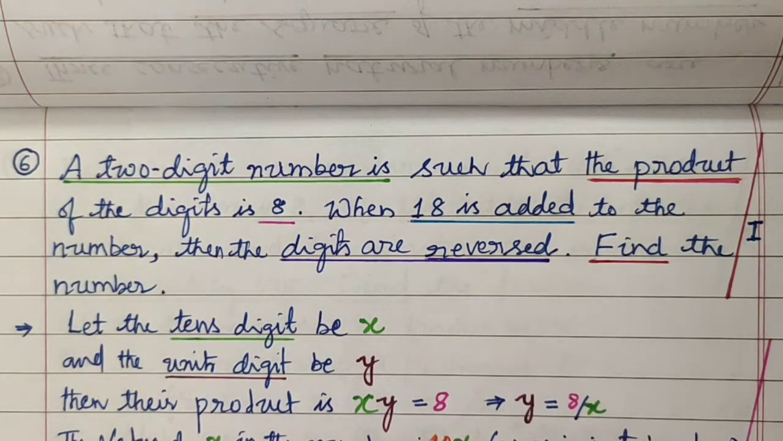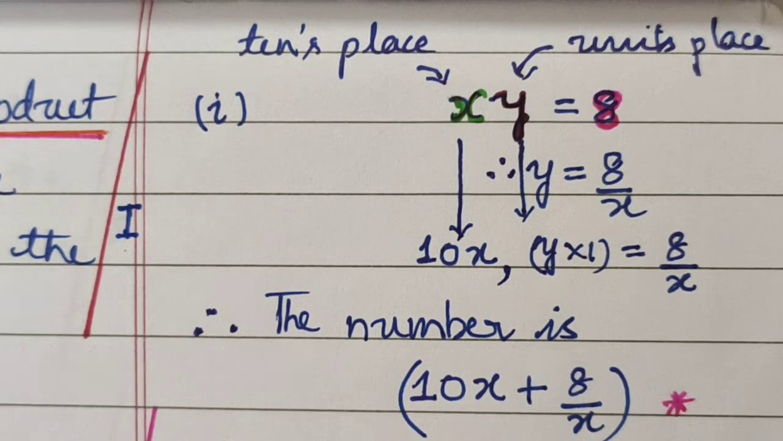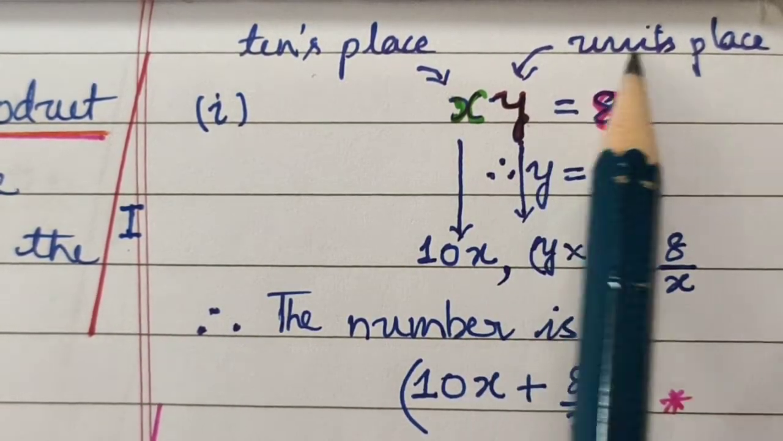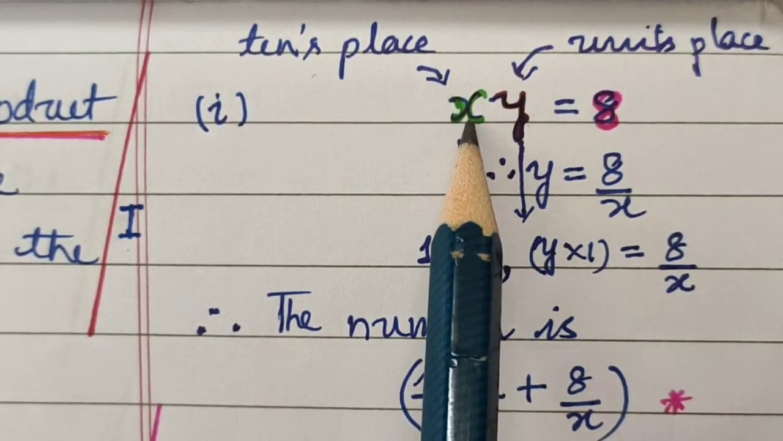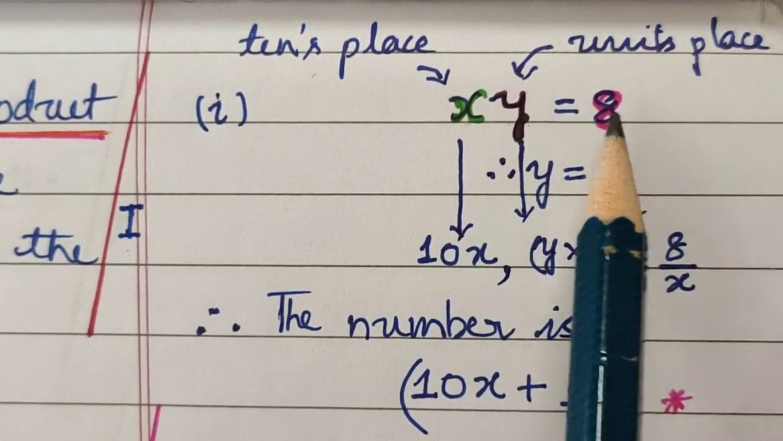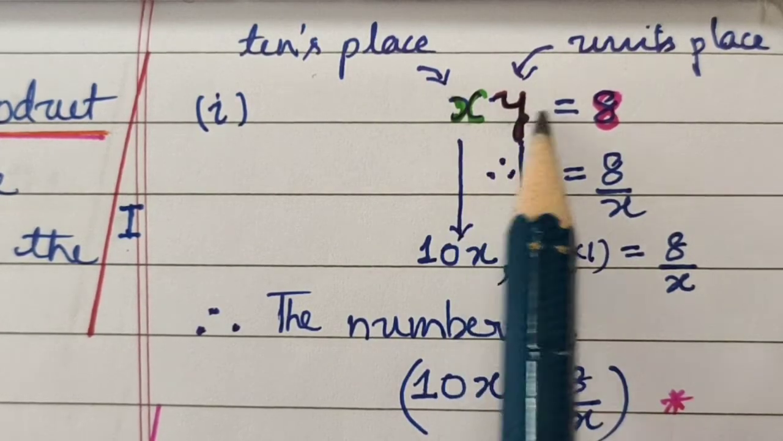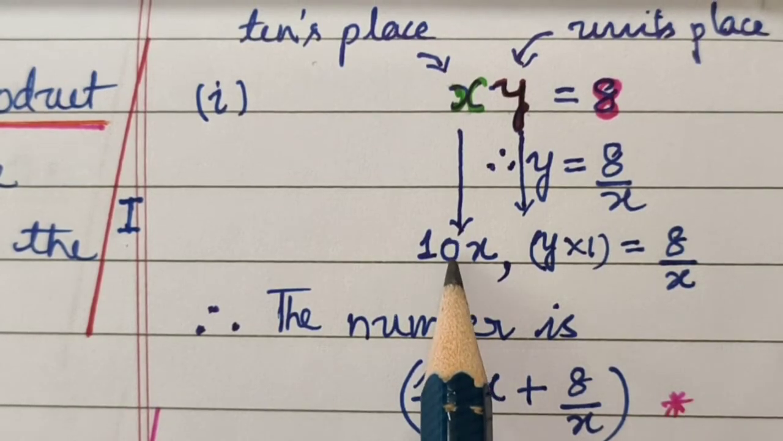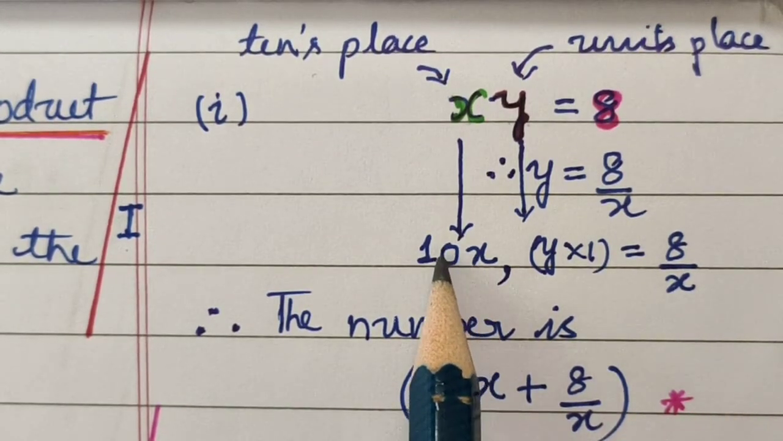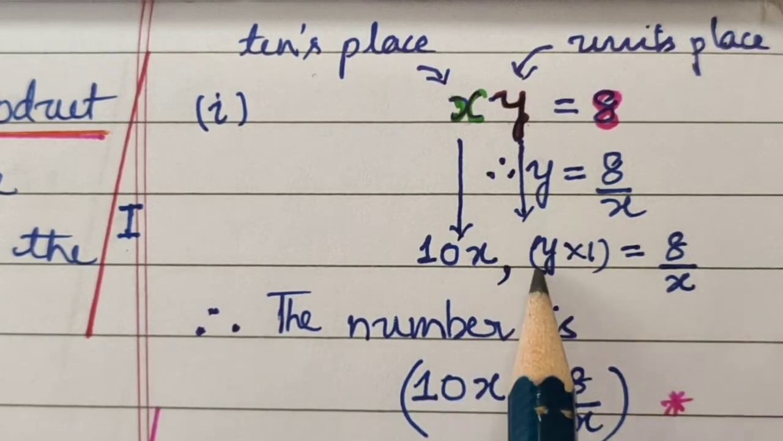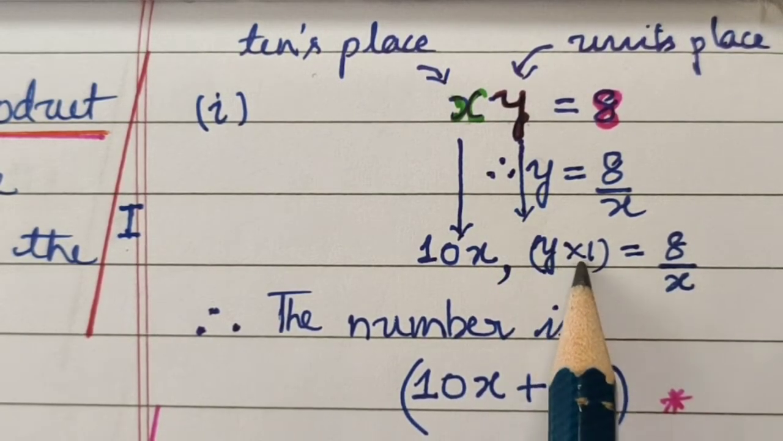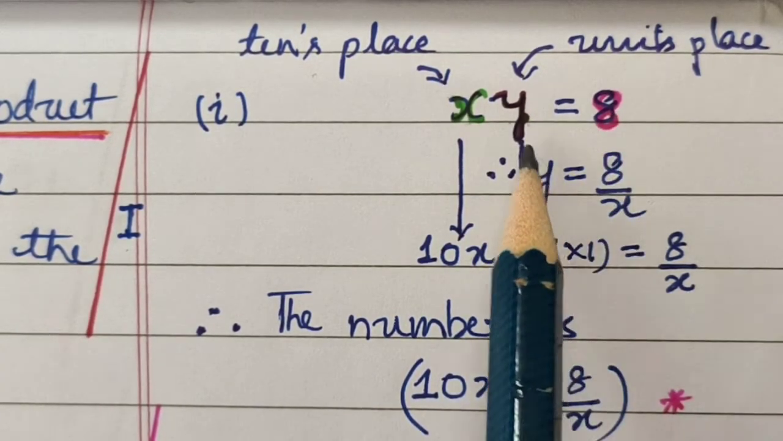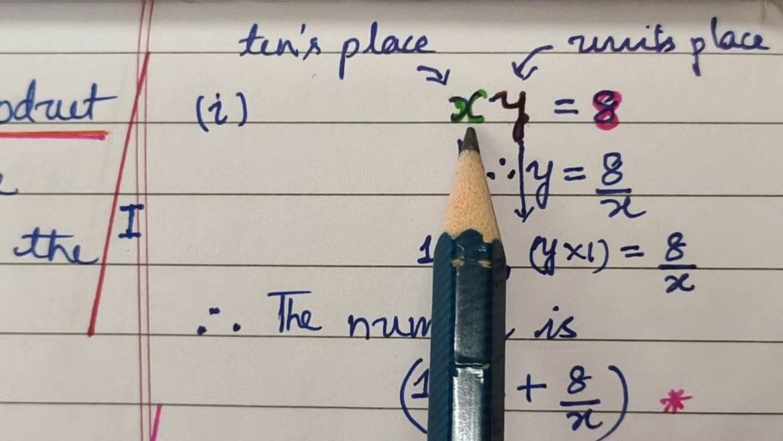Find the number. Let us understand: in a two-digit number, one digit is in the tens place and the other is in the units place. If you multiply those digits, they are telling us it is equal to 8. The x is there in the tens place, therefore we call it 10x. y is there in the ones place, y into 1. Because the product of these two is 8, we can keep finding one variable easily.